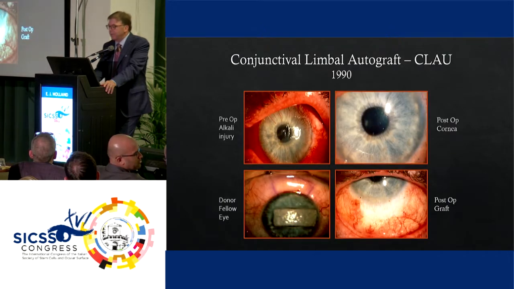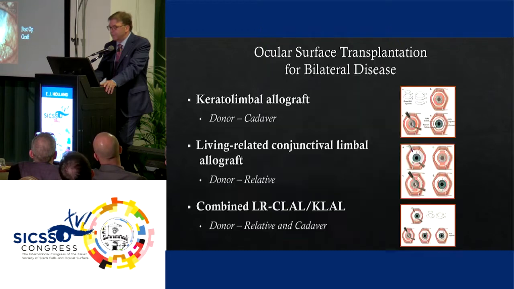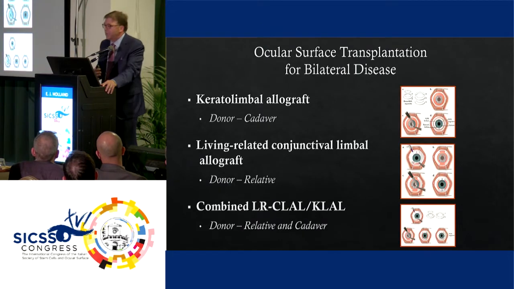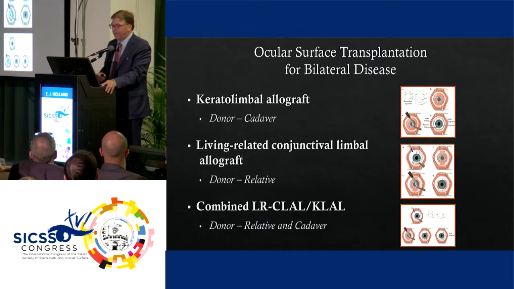This is an example of a conjunctival limbal autograft done back in 1990 with a stable ocular surface. What I'd like to concentrate on today, though, is the treatment for bilateral disease, really our challenge that we have. And we can look at keratolimbal allograft, or the cadaver donor procedure, and living-related conjunctival limbal allograft, and then a combination of these two for the most severe cases.